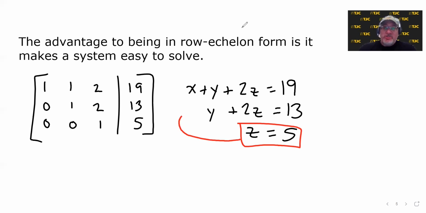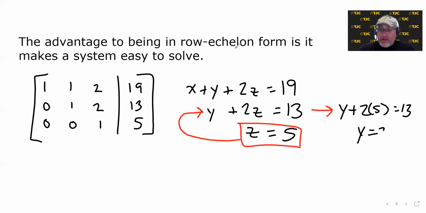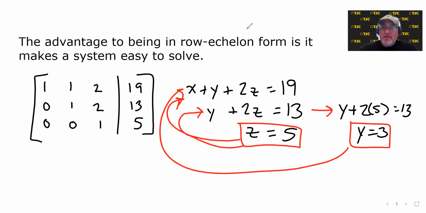Because now that I know what z equals, I can go to this equation, which doesn't have any x's. Back substitute the z, get y plus 2 times 5 is equal to 13. And without dilly-dallying, if you solve that, you get y equals 3. And just like that, we've got 2/3 of our solution. But now we can go back to the top equation, put in the z and the y, and that would give us x plus y, which was 3, plus 2 z's, which was 5, is equal to 19. And again, without dilly-dallying there, if we solve that, we would get x equals 6.